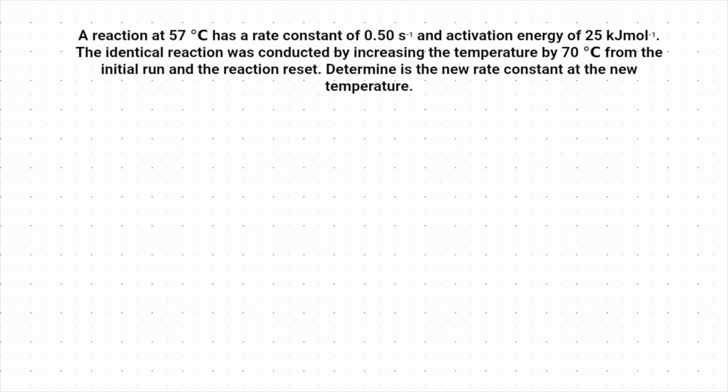Alright, so the first thing that you need to look at is the temperature rise. So identical reaction was conducted by increasing the temperature by 70 degrees Celsius from the initial run. So initial run, the temperature is 57 degrees Celsius. So do not use 70 degrees Celsius, but you need to do 57 degrees Celsius plus 70 degrees Celsius. Therefore, the run that we are going to look at is actually being carried out at 127 degrees Celsius.